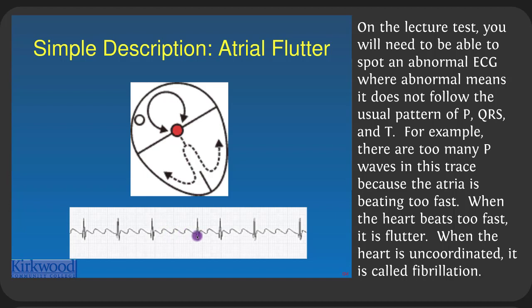What's happening here is the atria are contracting too fast. You're getting multiple atrial contractions per ventricular contraction, so you're seeing multiple P waves. When the heart contracts too fast like this, it's called flutter. When it's completely uncoordinated, it's called fibrillation. So this is atrial flutter because the atria are contracting too fast.